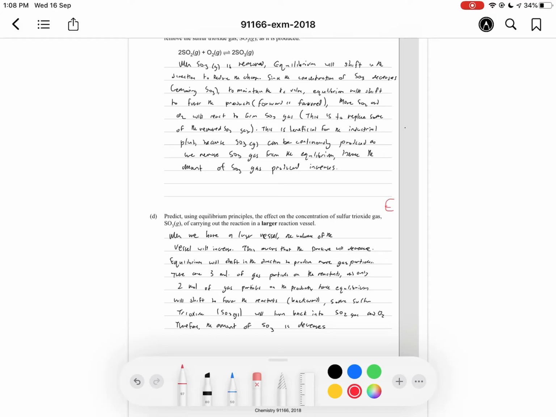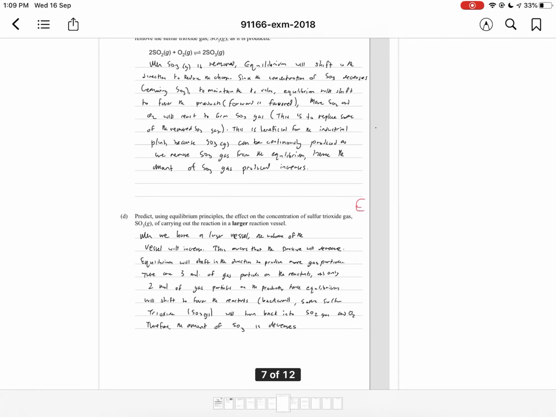To get an achieved, it's just very generic. Achieved is basically just like your bullet points, like identify the forward direction. So for this one, just identifying that the forward reaction is favored, therefore more SO3 is produced. And for question D, you're just saying, the decrease in pressure, so therefore some of the SO3 will turn back into SO2 and O2. So just basic bullet points will get you an achieved.